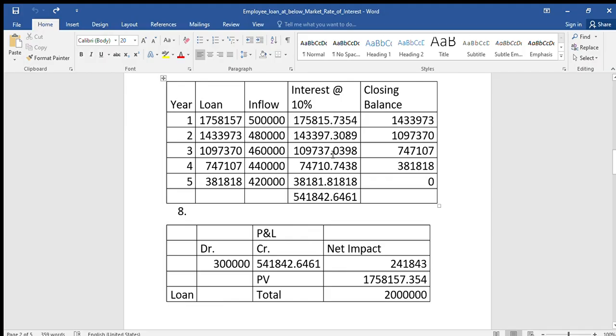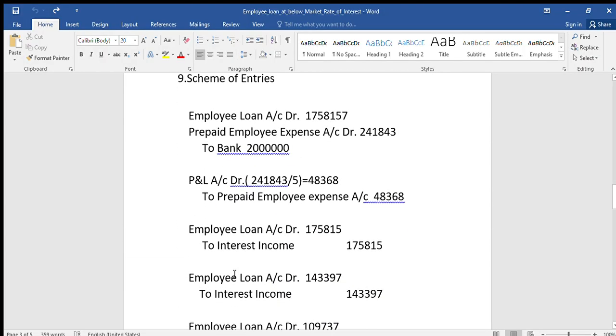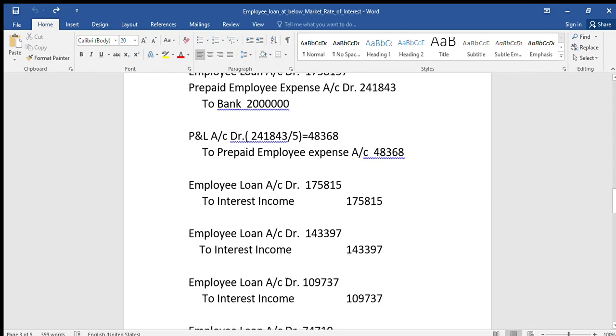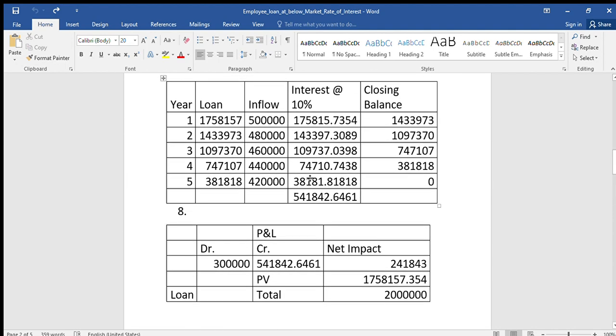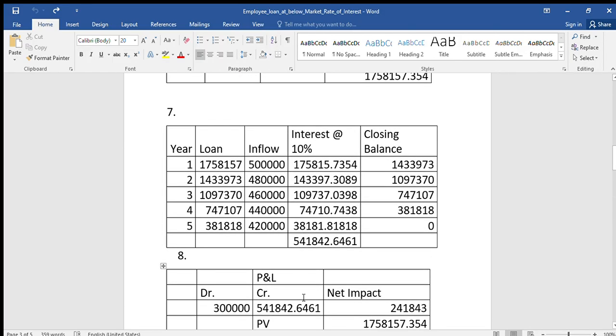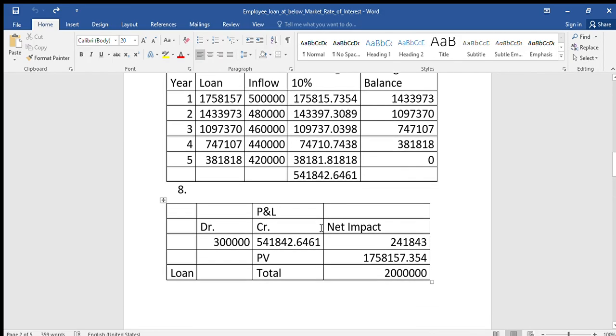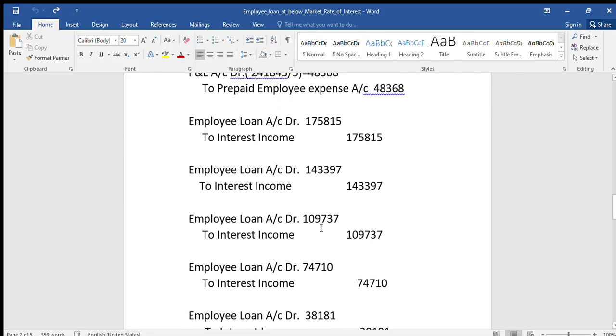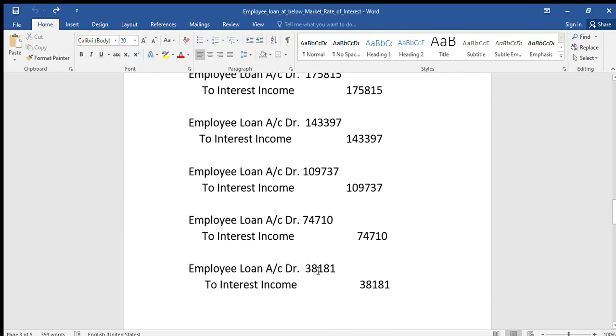In year 3, 109,737 is the interest income. So employee loan account would be debited 109,737 to interest income 109,737. In year 4, 74,710 would be the interest income. So employee loan account debit 74,710 to interest income 74,710. In year 5, 38,181 would be the interest income. So employee loan account debit 38,181 to interest income 38,181.